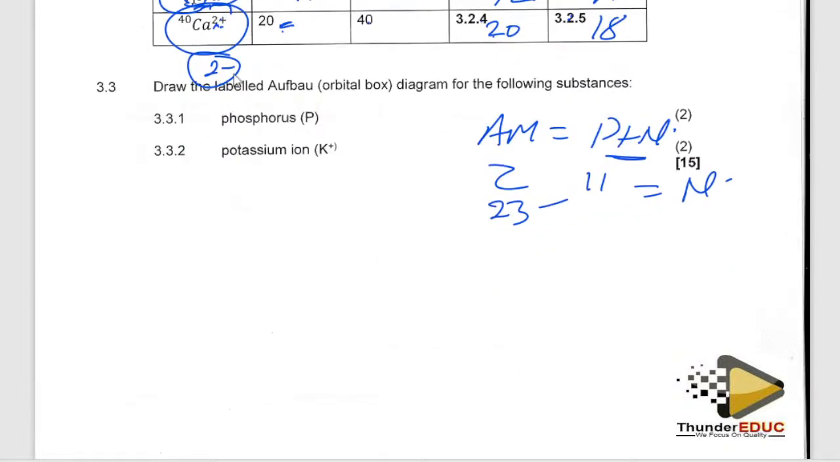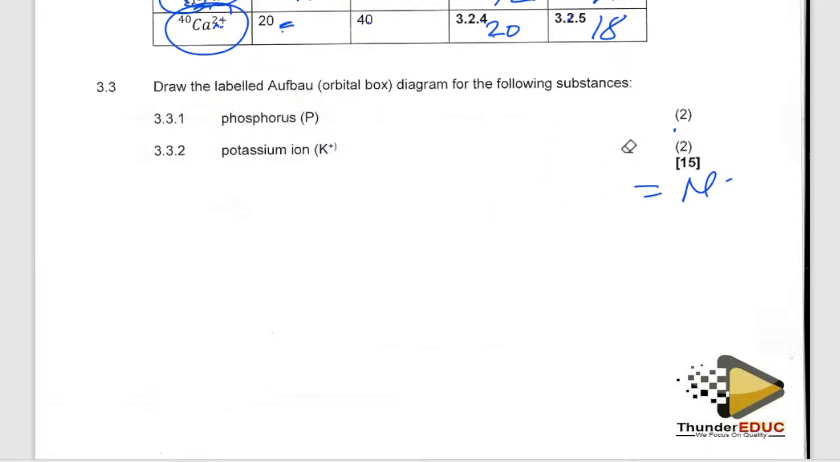Then we go to draw the box diagram of the following substances. When you talk about this one, it is also simple, very simple. How simple? Let's see how simple it is. All right. So you have to know how to write the designs.